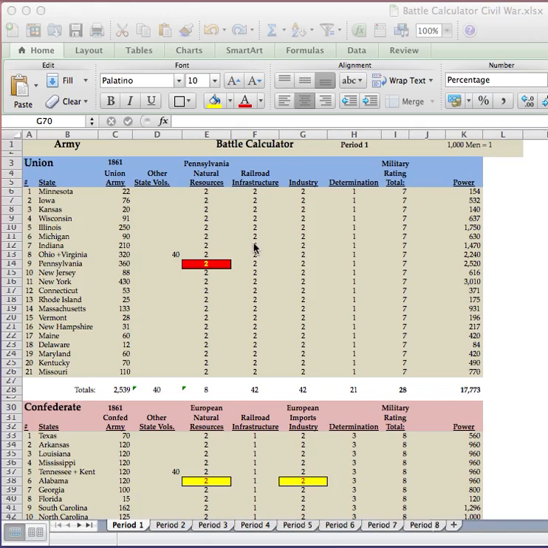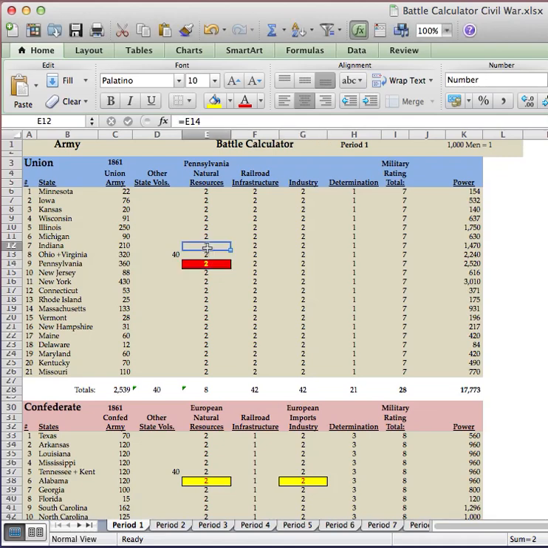We're going to be looking at the battle calculator for the Civil War simulation. What we've got here is the list of the states that are in the Union Army up here in blue, and down here are the Confederate states. It lists the number in the Army, and of course for real numbers, to keep the numbers small enough to fit on the map, 1,000 men equals 1 on this particular chart.